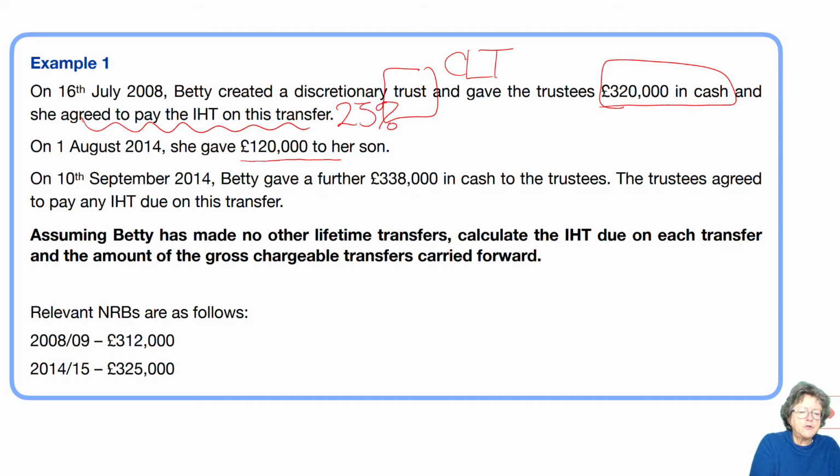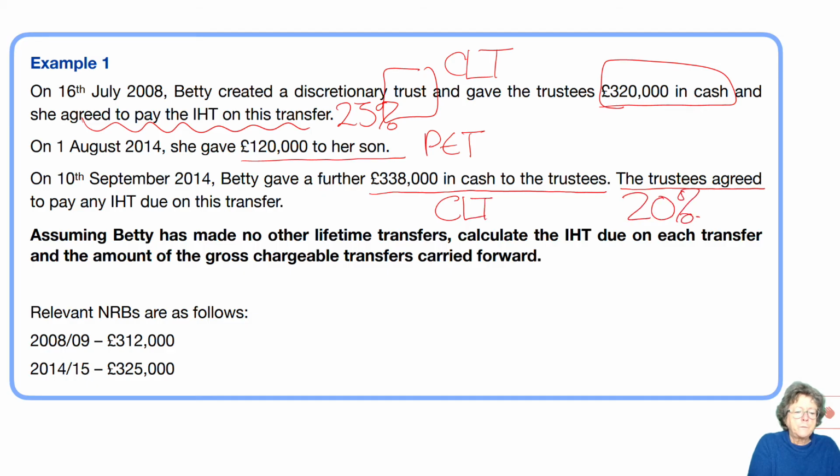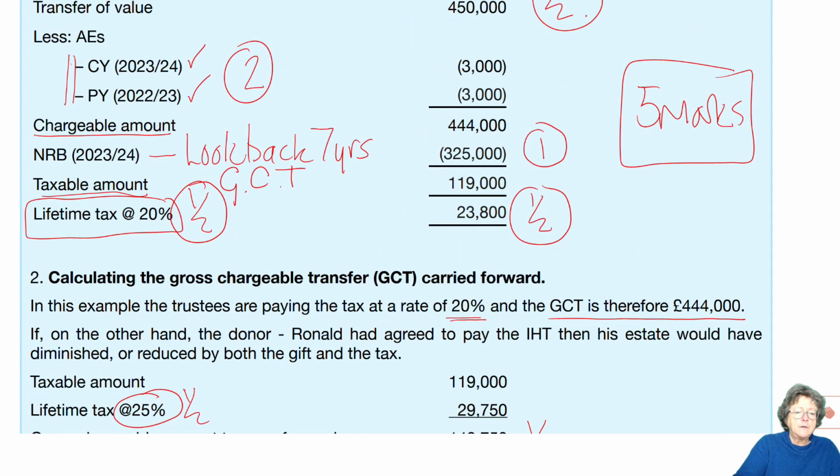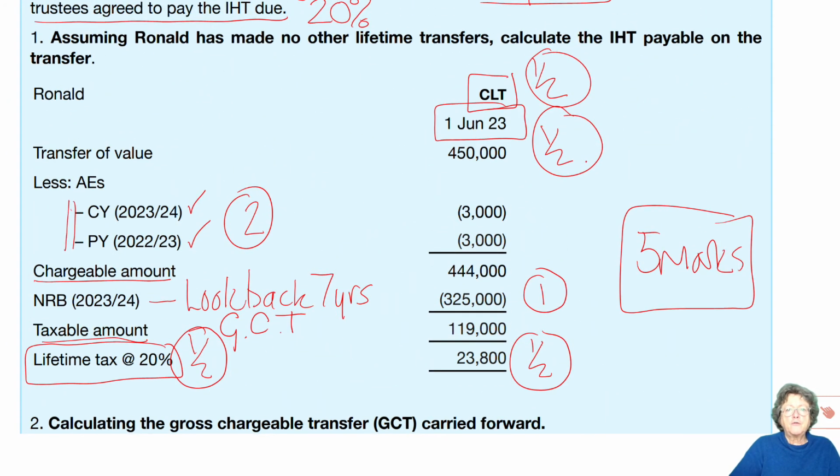Then she gave £120,000 to her son. That's a pet. And then on the 10th of September, she gave a further cash to the trustees. Now they paid the tax, so that's a CLT, and they are paying the tax. Assume she has no other transfers. Work out the IHT due on each transfer and the gross amount of chargeable transfers carried forward. So what we're going to do essentially is that 3 times.